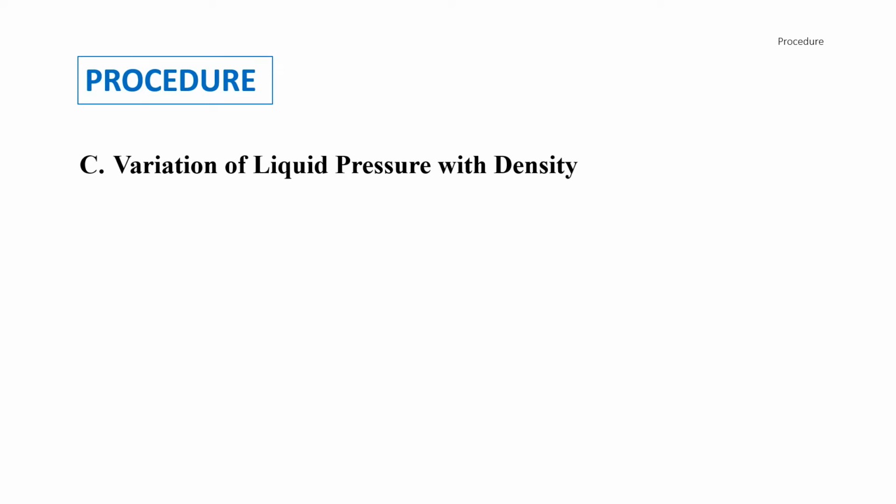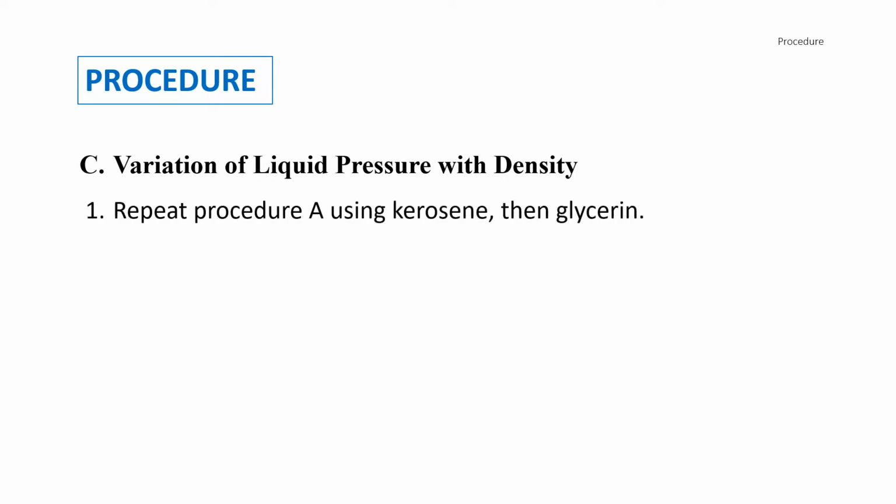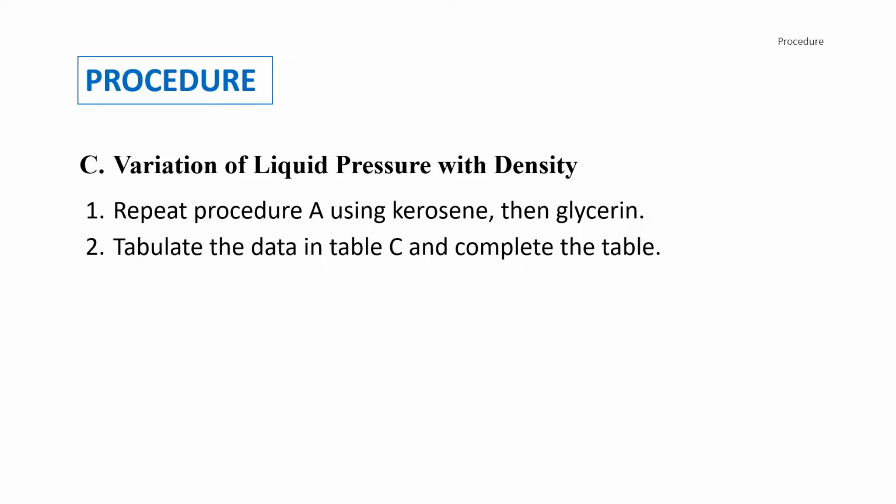For the third part, variation of liquid pressure with density. Repeat procedure A using kerosene, then glycerin. Tabulate the data in Table C and complete the table.